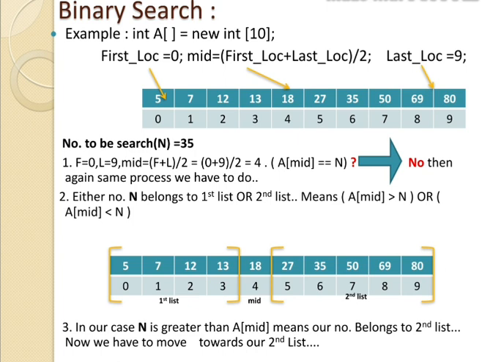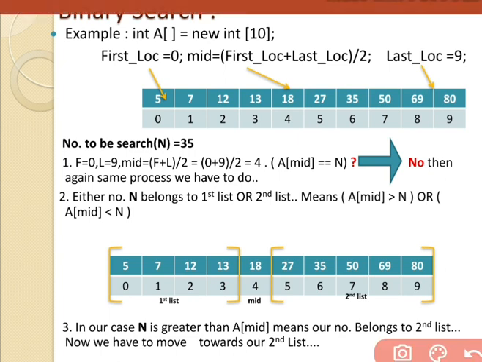Try to move with my words. See, the first point says: first of all, f equals 0, l equals 9. F is first, L is last. And the same thing I told you previously, the middle one is first plus last divided by 2, which means 0 plus 9 divided by 2, which equals 4.